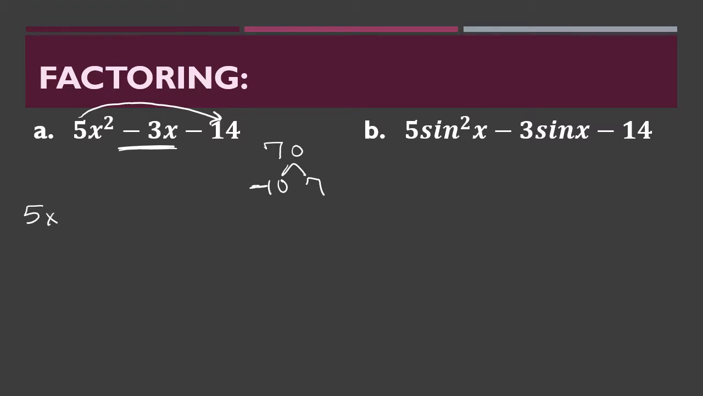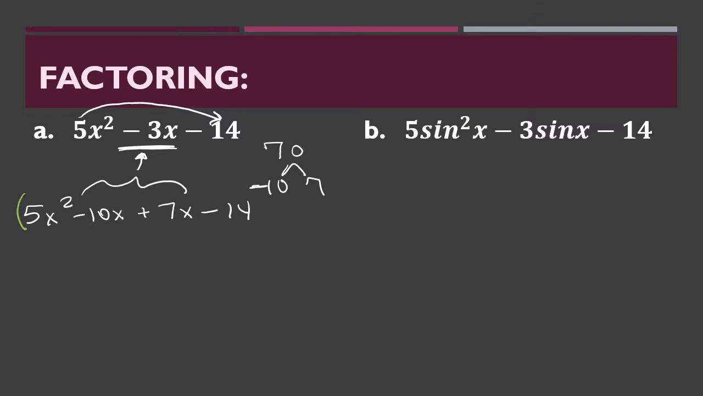So when I split the middle term, you have 5x squared minus 10x plus 7x minus 14. Basically, when you look at these two terms right here, they should combine to give you that term there. And that's what it means to split the middle term. So now we're going to use that factoring process called grouping.